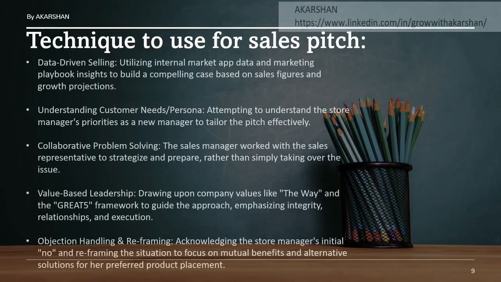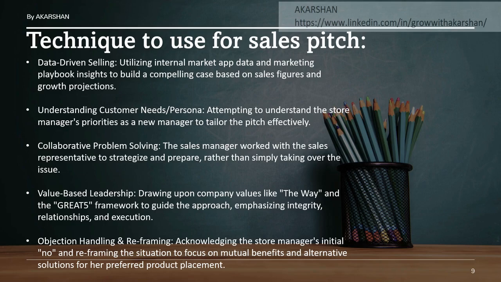Now, techniques to use for the sales pitch. Data-driven selling, as I told you earlier: use the graphs, numbers, figures, lists, different kinds of bars, bar graphs, pie charts, whatever feels right. Use the sales figures. Focus on the profit, the revenue, everything.